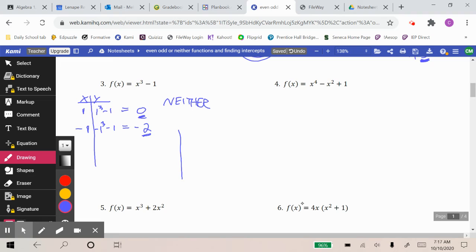And if you looked at it graphically, well, that x cubed minus 1, you would just bring it down 1 unit. It would look like this. Just shifting it down 1 unit, it's no longer symmetric to the origin.